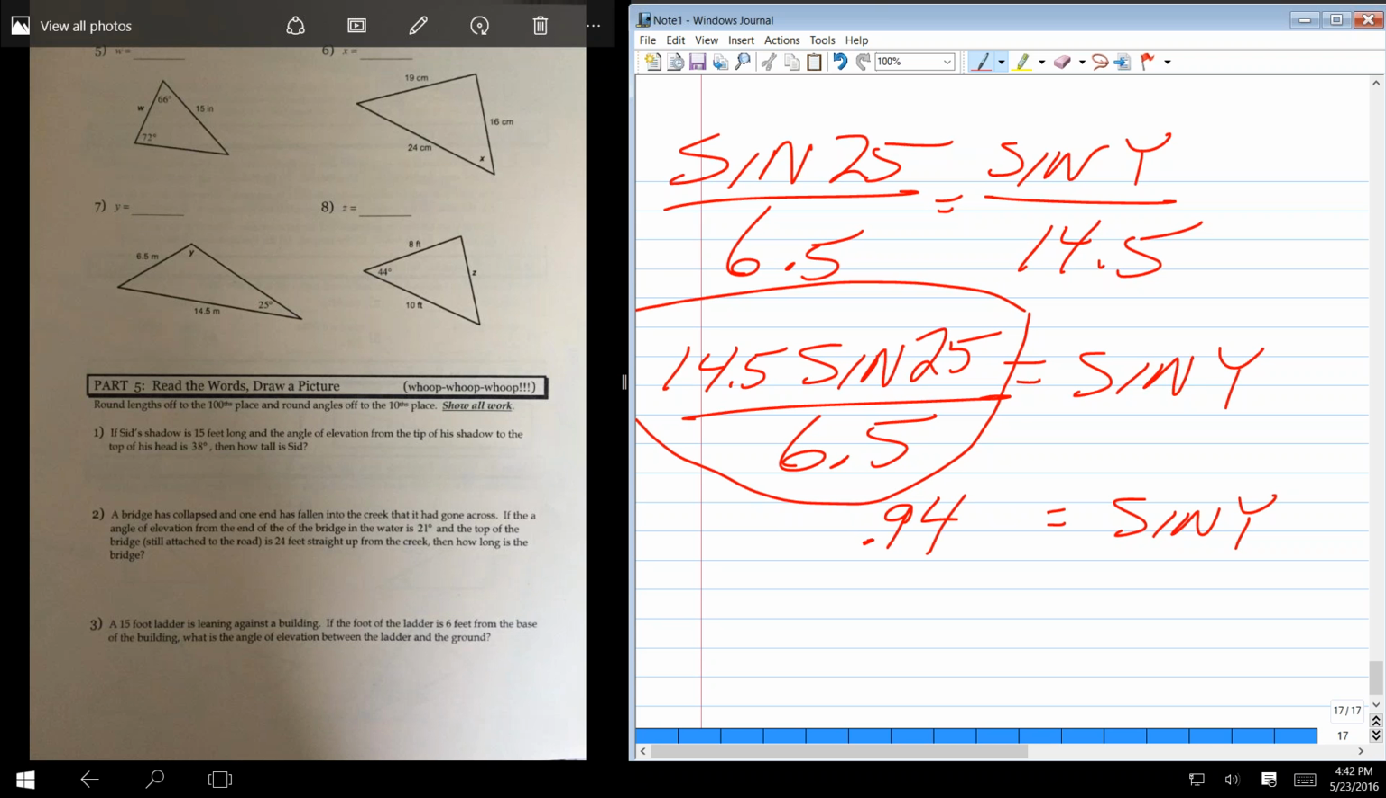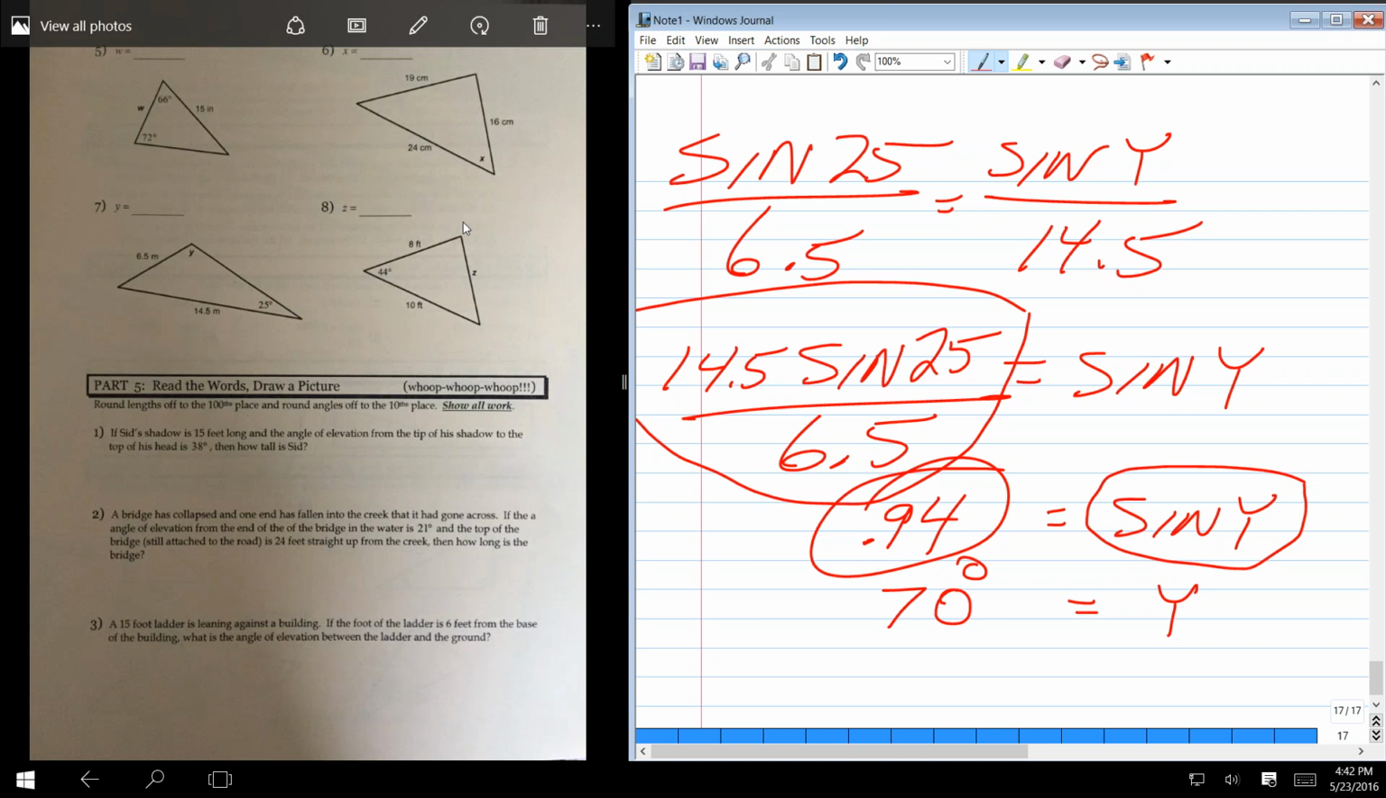So 0.94 is equal to the sine of y. What's y equal to? Do I use the inverse sine to find it? Yeah, that's why this problem is slightly harder than the other one, because the first thing you solve for is actually the sine of the angle. And then in order to get the angle, you have to take the inverse sine of that quantity. So what happens when you take the inverse sine of 0.94? You get about 70 degrees. There's your answer.